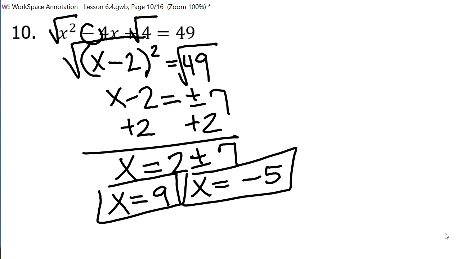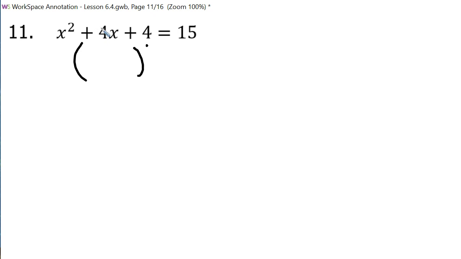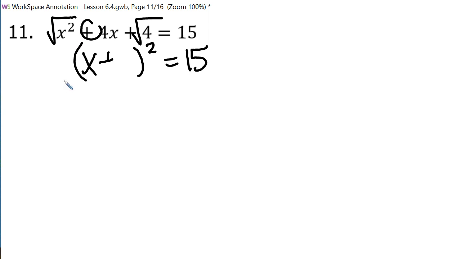Number 11, if you have a trinomial, factor it. So put your parentheses with the square, and that equals 16. Now, square root the first one, x, square root the last one, keep the middle sign. So what's the square root of x squared? X. Put a plus sign in the middle, square root of 4 is 2.